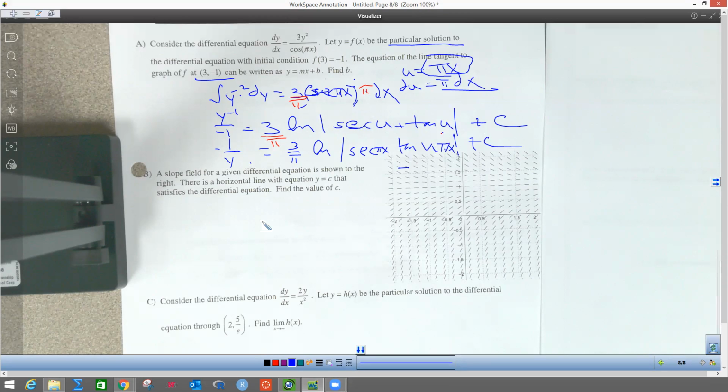Now, what am I trying to find right now? Do I know? C. I want to find C. If you want, you could solve this for y. You can multiply both sides by -1, and then you would flip this one upside down, or multiply by y and divide this, or you can flip this one upside down. So this would become pi over 3, and then it'd be 1 over that mess. You see what I'm saying there?